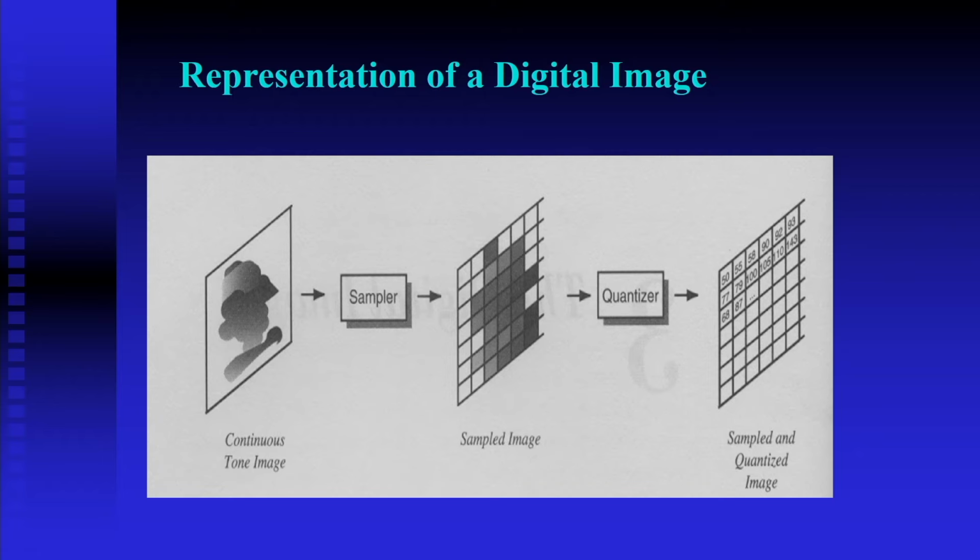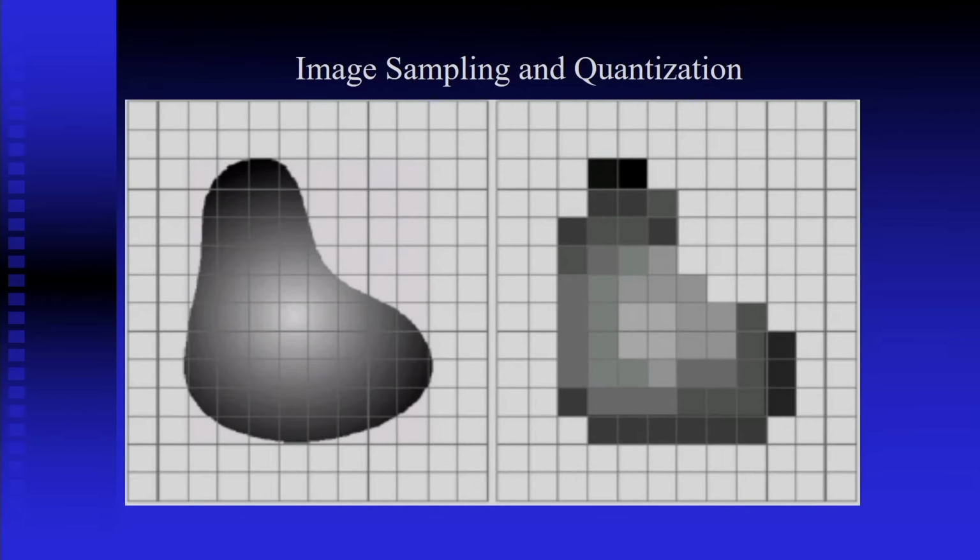In this diagram you have seen one continuous tone image, that is the analog image. After this I have to do the sampling along the x direction and the sampling along the y direction, and after this I have to do the quantization of the intensity values. After quantization I am getting the 2D array of numbers. So this is the sampled and quantized image, a representation of a digital image.